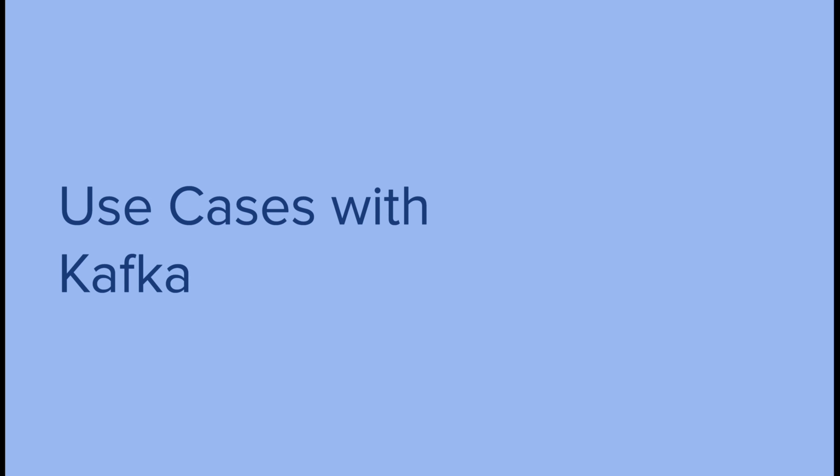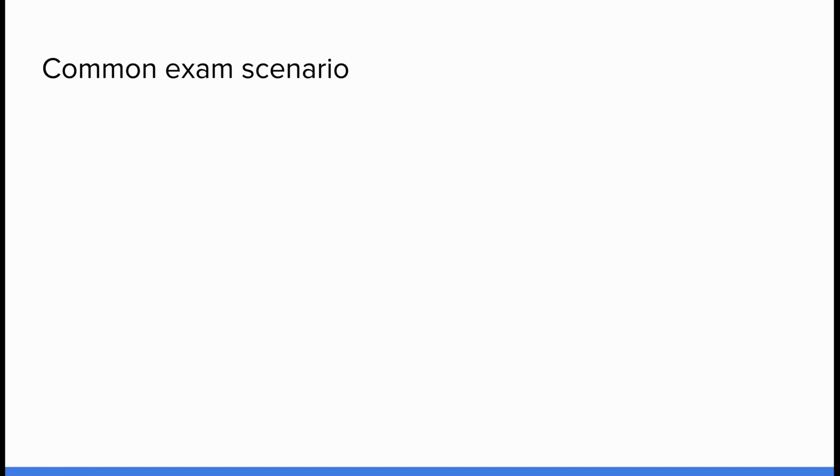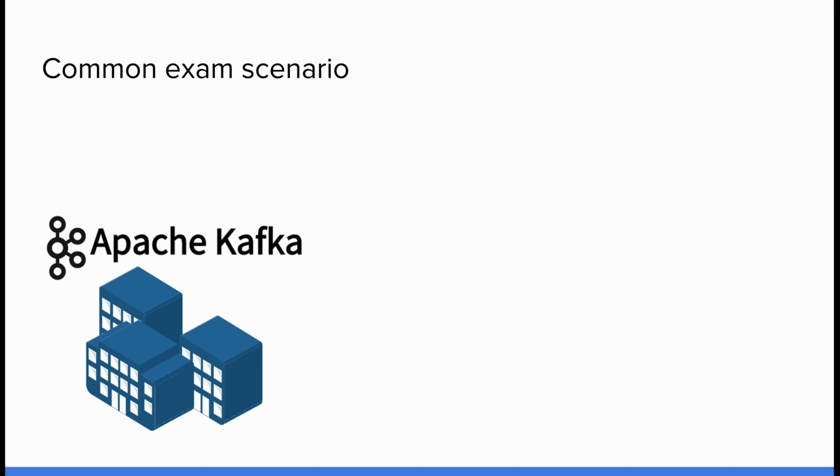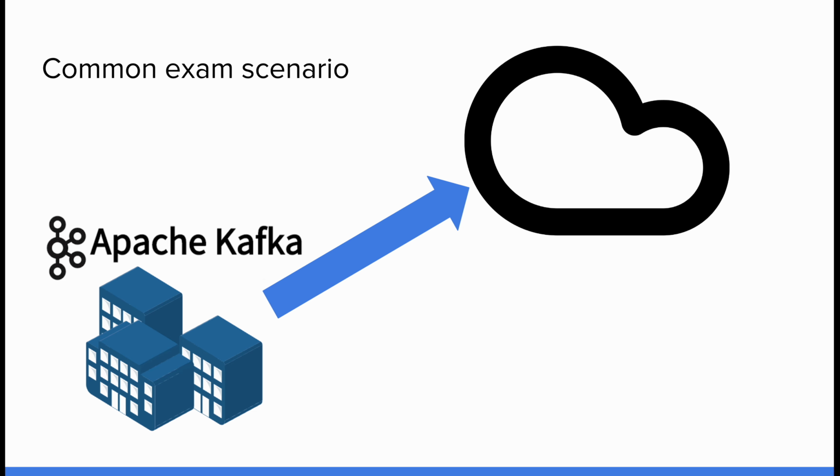Let's talk about use cases with Kafka. So a very common scenario you could see on the exam involves on-prem systems using Apache Kafka. It will say something like the business in question wants to migrate to the cloud or move to a managed auto-scaling solution. When you see this setup in the question, the answer will almost certainly be to move to PubSub.